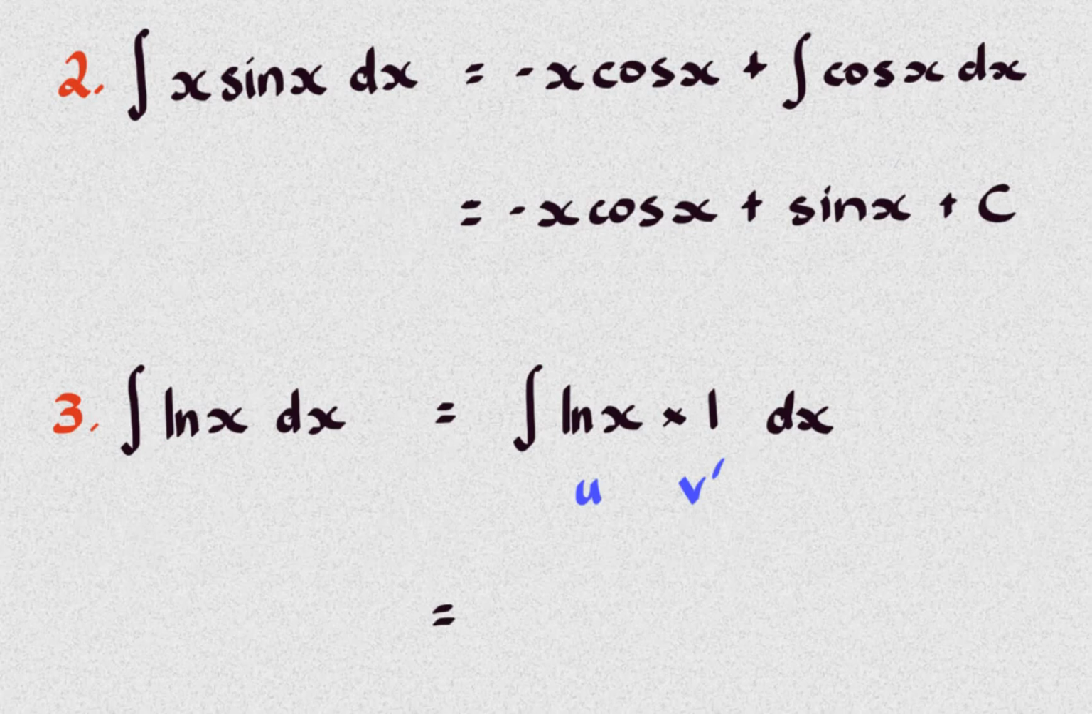So just doing our little list off to the side, the derivative of ln x, that's 1 on x, and the integral of v dash, v, is x. Okay, so we have uv, so ln x multiplied by x, which we'll put the x first, just makes it a bit clearer, minus the integral of vu dash, so x times 1 on x.